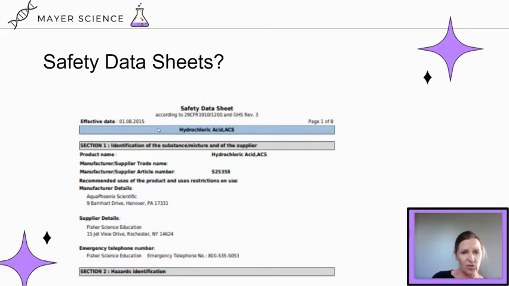So the safety data sheets look a little bit like this. They're actually pretty long. They're usually somewhere between 8 and 10 pages. At the very top, it's going to tell you what substance you're looking at, so hydrochloric acid in this case, and then there are 16 sections, and those sections are sort of highlighted by these gray boxes.